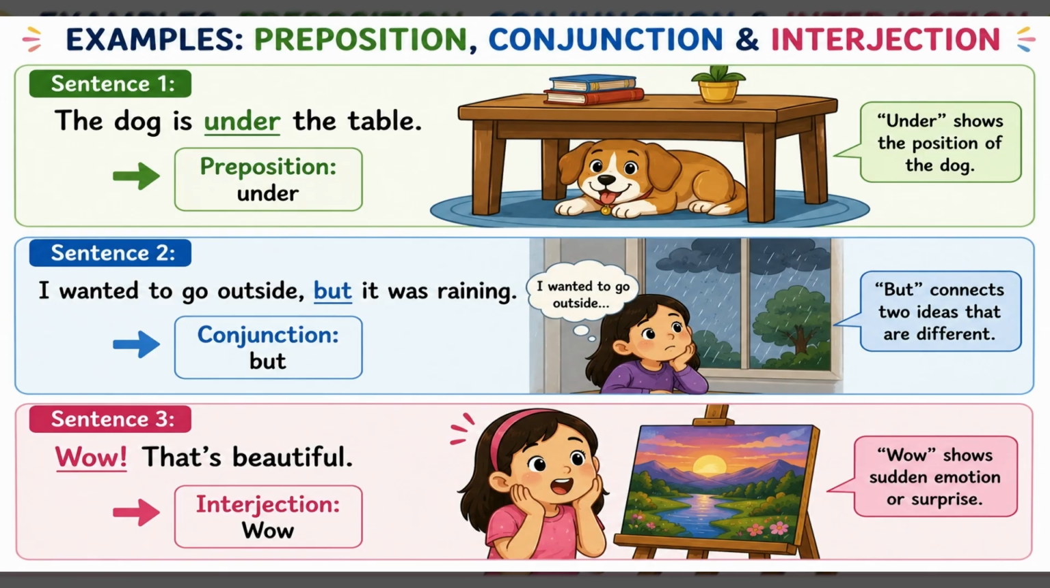See, it's not so difficult after all. You're already getting the hang of identifying these parts of speech. Keep practicing, and soon you'll be able to spot them naturally whenever you read or hear English sentences.